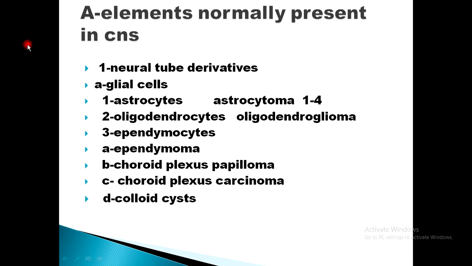And the final type of glial cells, the ependymocytes, gives rise to four types of tumors. We have the ependymoma, which also has low-grade and high-grade forms; the choroid plexus papilloma, which, as you can tell from the name, is a benign tumor; the choroid plexus carcinoma, which is a malignant one; and the colloid cyst.